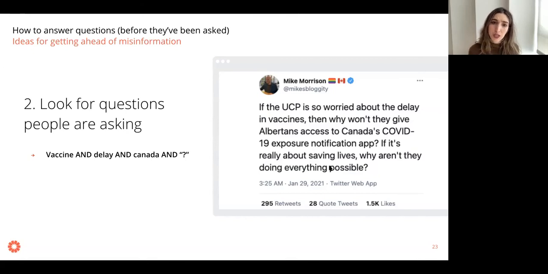So it's just something you might want to incorporate into your monitoring, right? Like set up your search dashboards so that you are thinking about the words that people might be using when they're asking questions about a particular topic, right? And constantly going back to those queries and sort of tweaking them so that you're keeping up with the developing news.